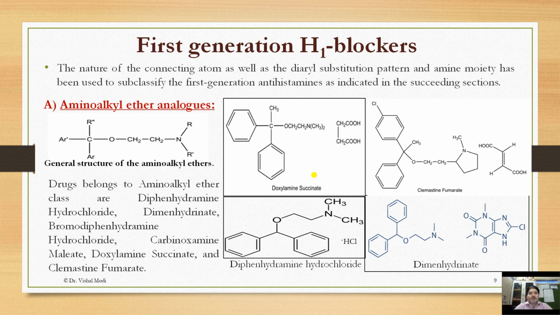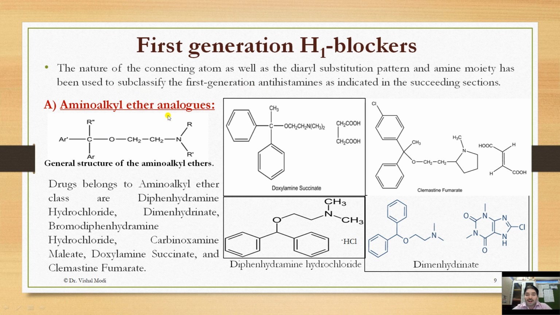Now we will discuss the first generation H1 blocker classification. According to their connecting group, it is classified into mainly 3 groups: aminoalkyl ether analogues, ethylenediamine analogues, and third, propylamine analogues. Okay, so the nature of the connecting atom as well as the diaryl substitution pattern and amino moiety has been used to subclassify the first generation antihistamines as indicated in the following section. Already I have discussed that.